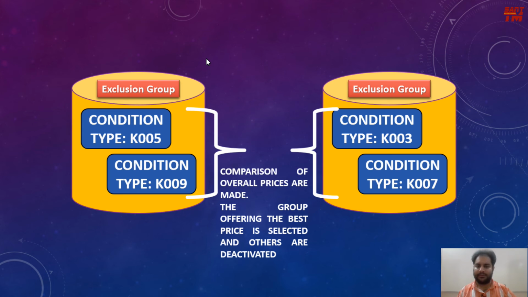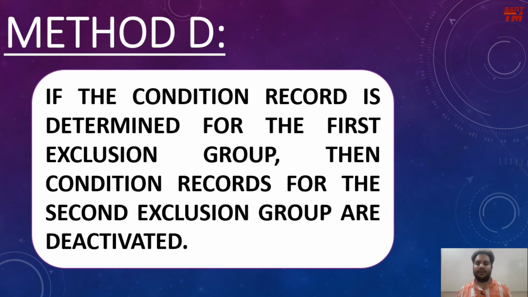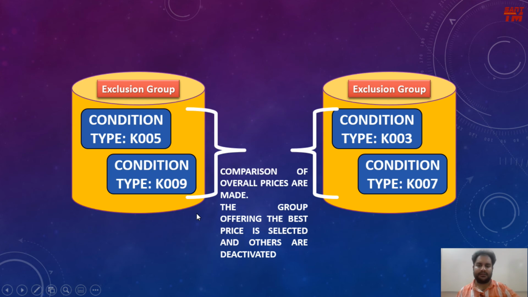Okay, now let us come to method D. Method D says if the condition record is determined for the first exclusion group, then condition records for the second exclusion group are deactivated. This is very straightforward. Let us see this through this simulation. It is trying to say that there are 2 exclusion groups, and out of these 2 exclusion groups, whichever exclusion group finds the condition records first, that exclusion group would be selected and the other one would be deactivated.